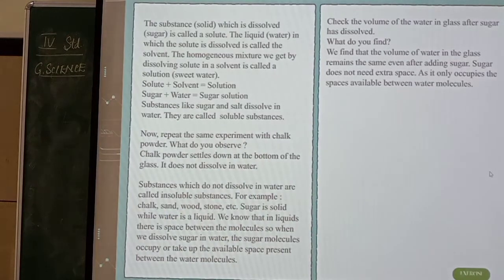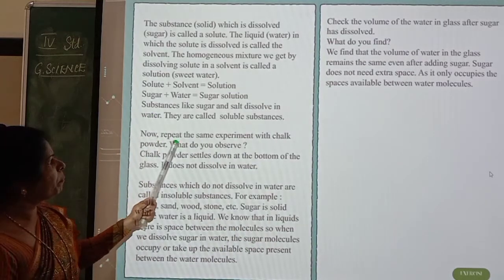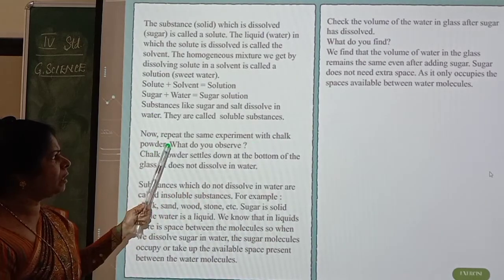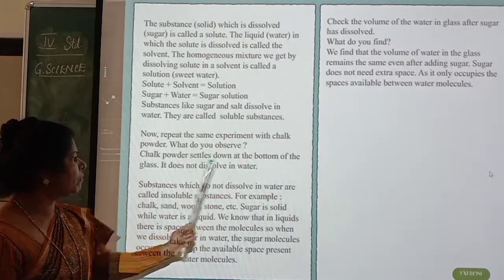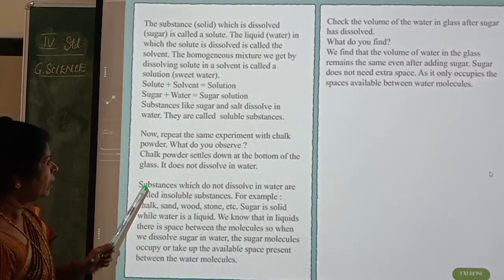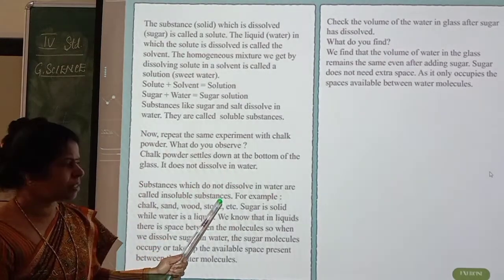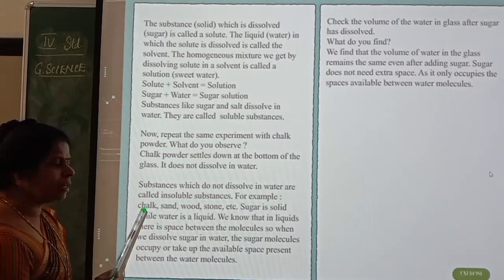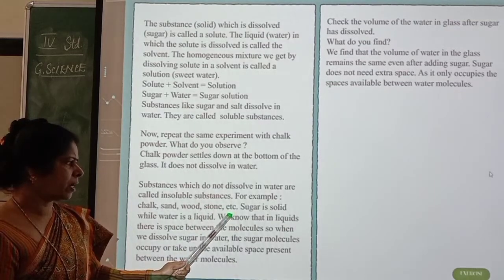Now you can see that is what is said here. Now repeat the same experiment with chalk powder. What do you observe? Chalk powder settles down at the bottom of the glass. It does not dissolve in water. So substances which do not dissolve in water are called insoluble substances. For example, chalk, sand, wood, stone, etc.